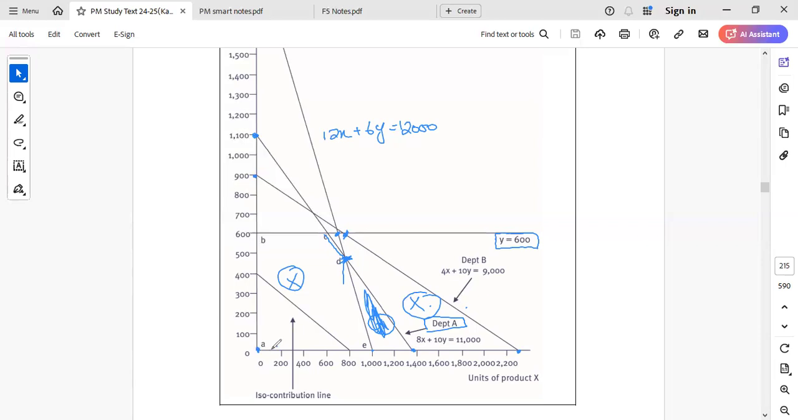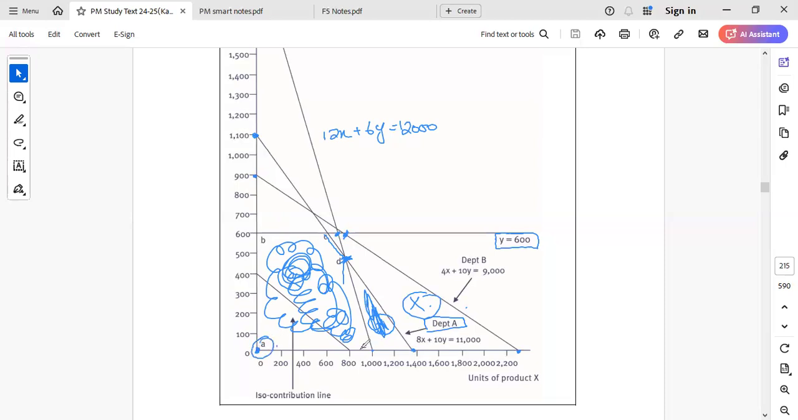In case of maximization of contribution, the feasible region is towards the x-axis. Okay. So this is your feasible region. In the exam, the feasible region is already identified. This is your feasible region, and I assume the corner points.